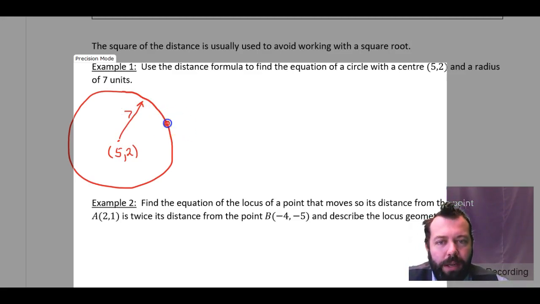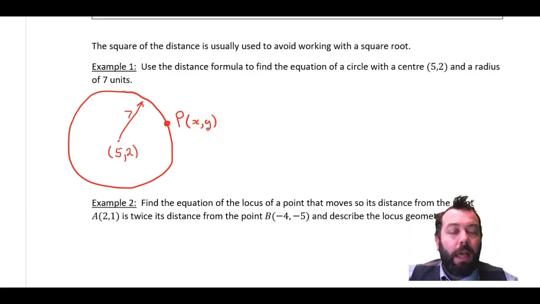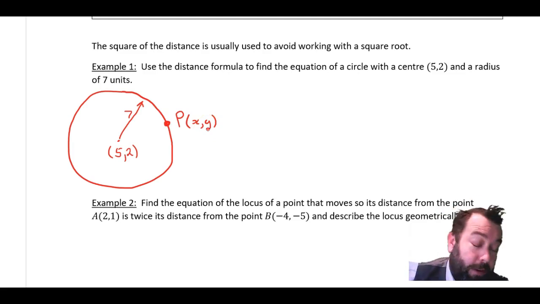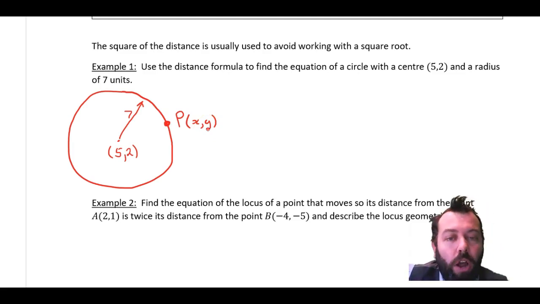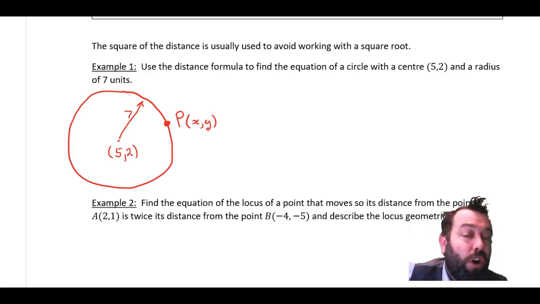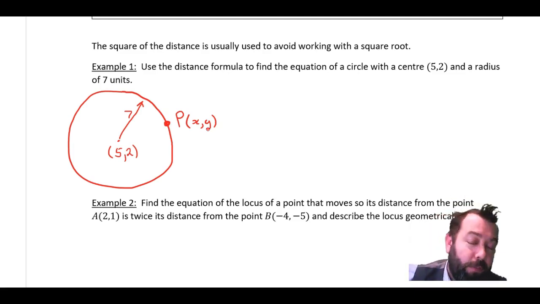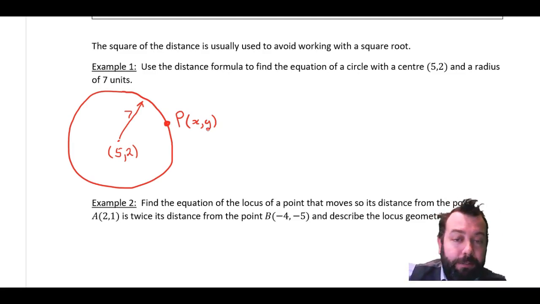And I'm going to say that I've got a point here. I'm going to call it P, a point with coordinates x, y. There is a point with coordinates x, y that is exactly 7 units from the center, the point 5, 2, the center of a circle. And I want to find essentially an equation that describes all of those points. What is the relationship between x and y such that they are coordinates of a point that's 7 units from the center at 5, 2?